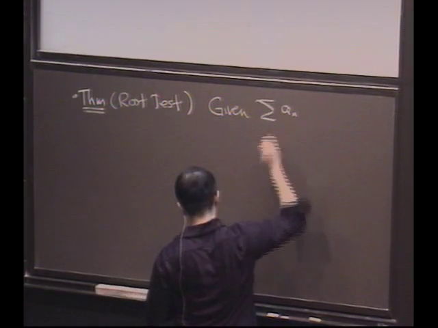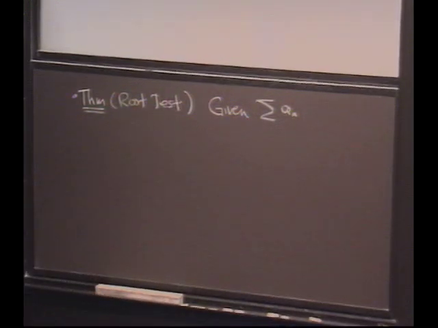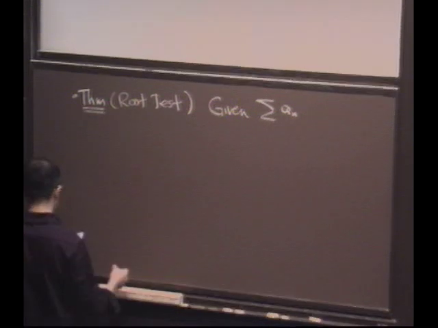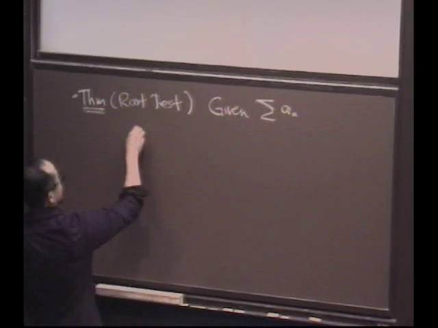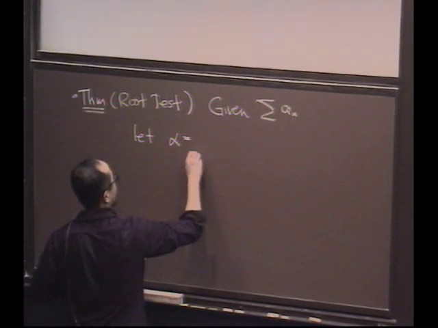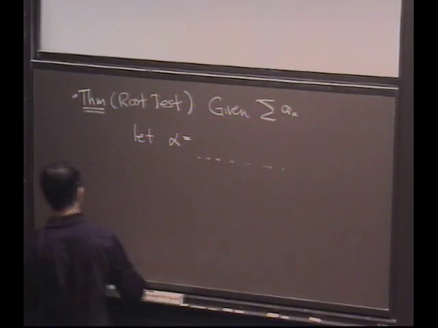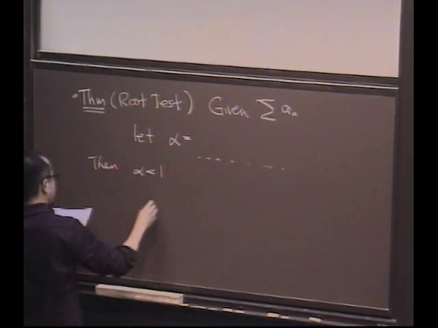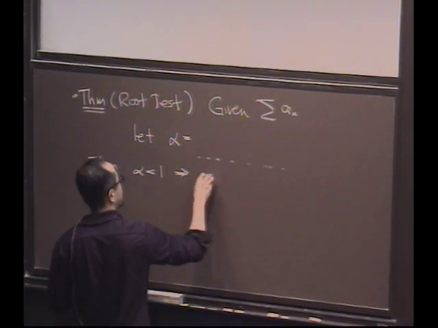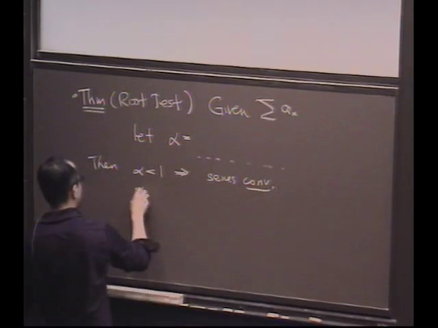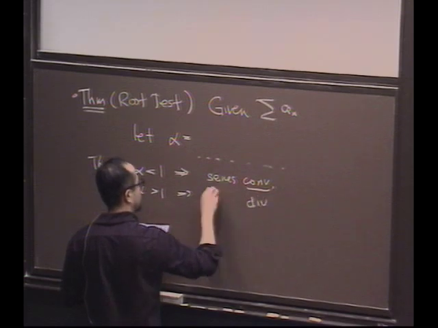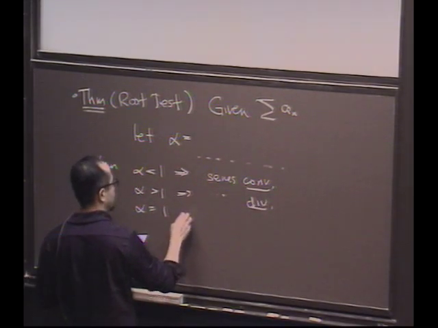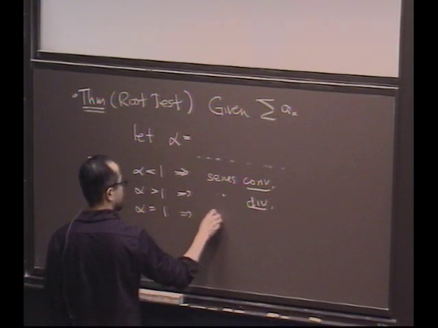If you're given a series, the sum of a sub n, anybody remember how you test using the root test whether a series converges? What does root refer to? Taking a root, an nth root. Some of you may not have learned this in high school. So it says, look at a certain thing, and I will fill in the blank in a minute. Let alpha equal blah. Then, if alpha is less than 1, this series converges. And if alpha is greater than 1, the series diverges. And if alpha equals 1, the test is inconclusive.